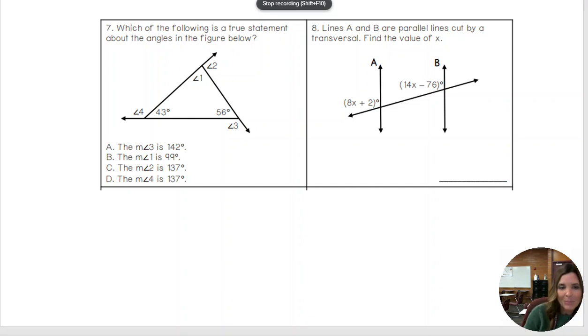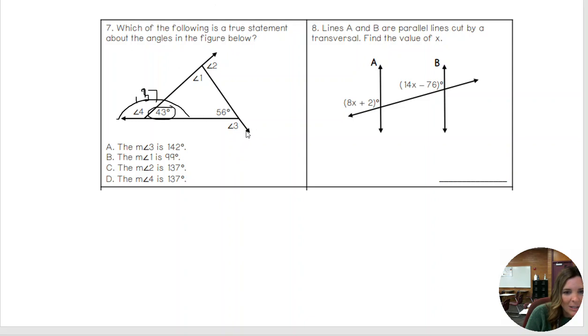So number 7, if you missed number 7, let's go over why you may have missed that one. In this particular drawing, we know that this angle right here is 43. We also know that these two angles added together make 180. So if you take 180 and you subtract 43, you get 137. So angle 4 is 137.